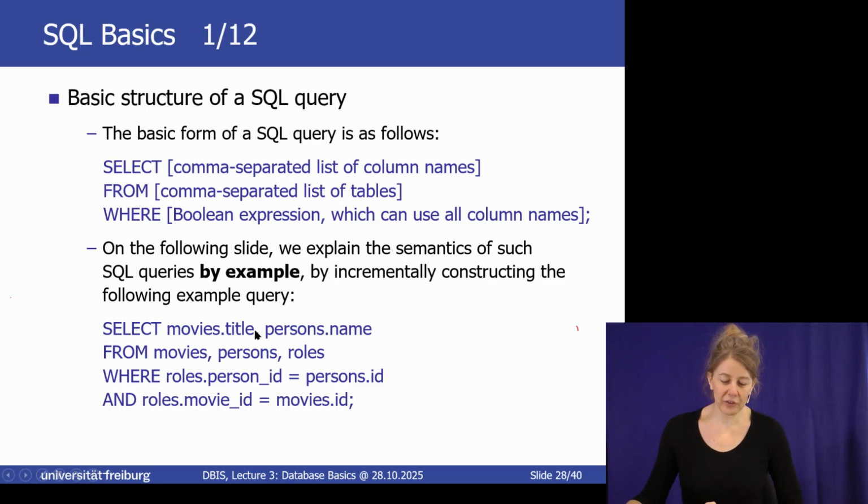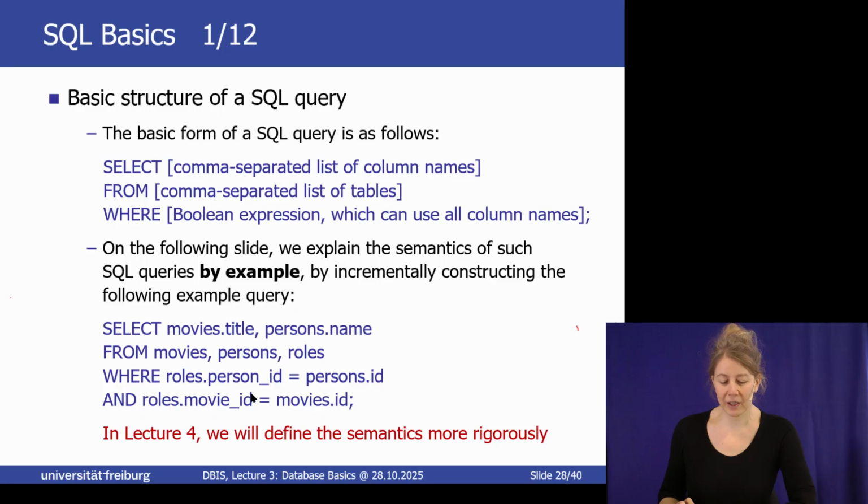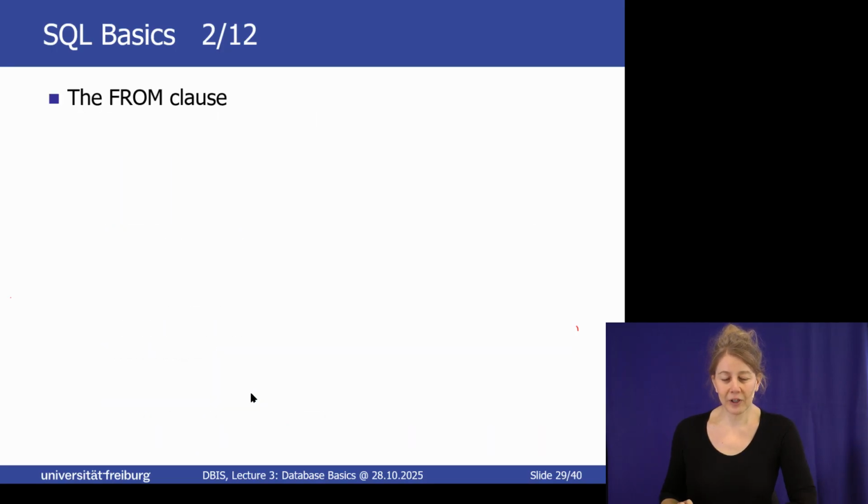The question is, why is it written that way from 3 tables? Why this where clause? What does it mean? And that's something non-trivial to understand, and we will understand it now in the next 3 slides. And in lecture 4, we will define the semantics more rigorously.